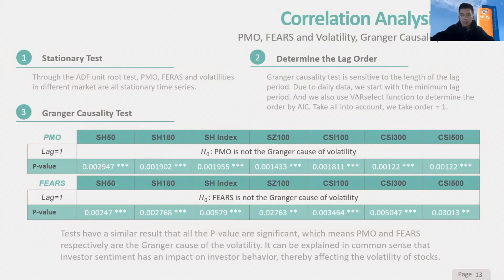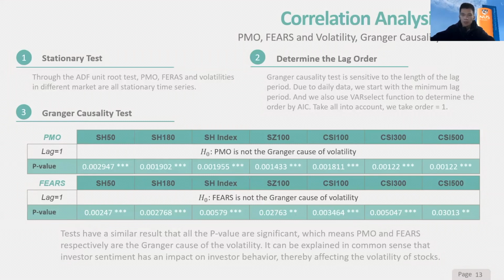Because we use daily data, we start to try the minimum lag period. And we also use the VAR select function to determine the order by AIC. Taking all the results into account, we take order equal to 1.